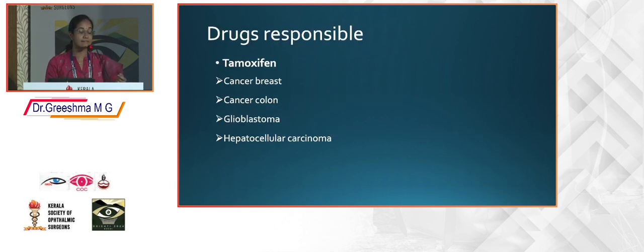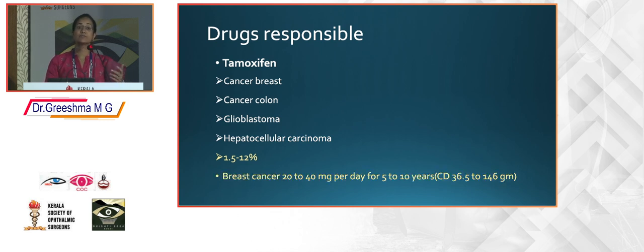So coming to the drugs responsible, the most important is tamoxifen. It is used in various neoplastic conditions as well as gynecomastia. The prevalence of tamoxifen retinopathy is from 1.5 to as high as 12%. And we usually use tamoxifen for breast cancer, which is the most common indication, and I want you to know that for breast cancer also it can go well above the toxic cumulative dose, depending on the dose of the drug and the duration for which it is used.